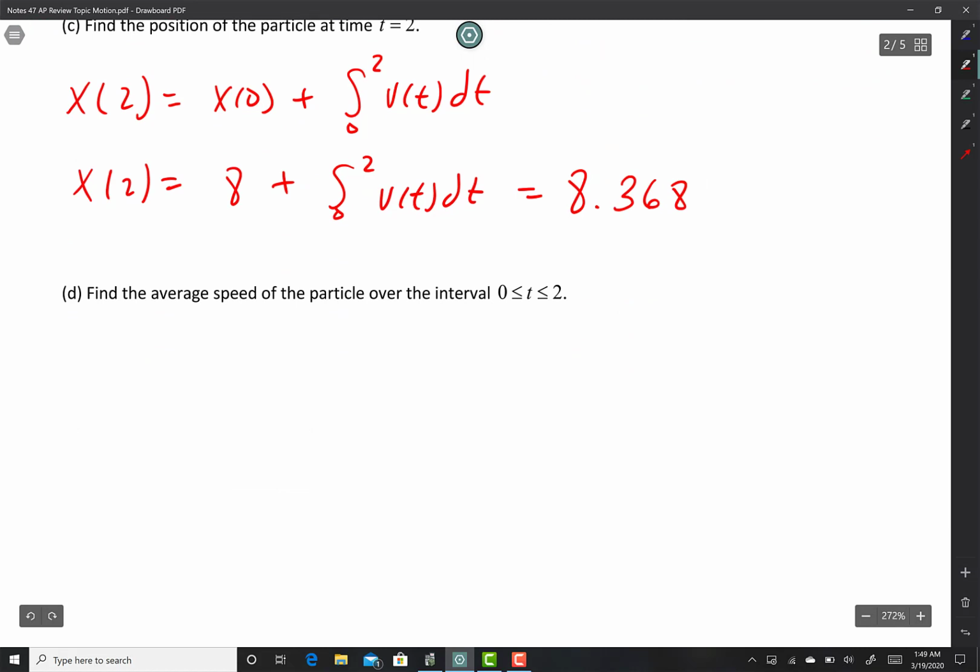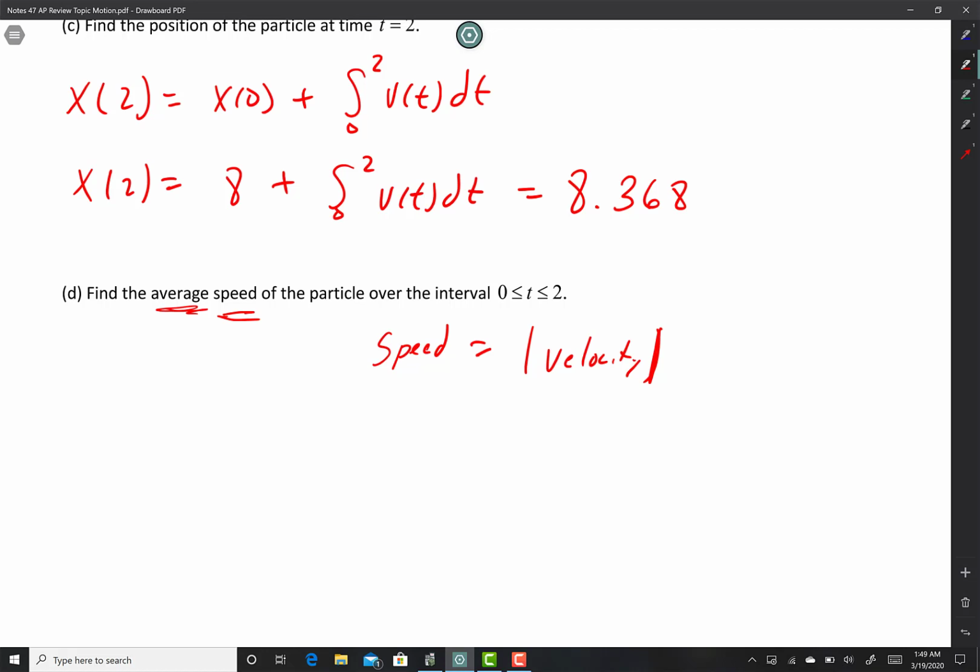Find the average speed of the particle over the interval 0 to 2. So remember, guys, that speed is the absolute value of velocity. And they want average speed. So how do we get average velocity? It's just displacement divided by time, right? So we're going to do the same thing, but all we're going to do is take the absolute value of velocity to make it the average speed.